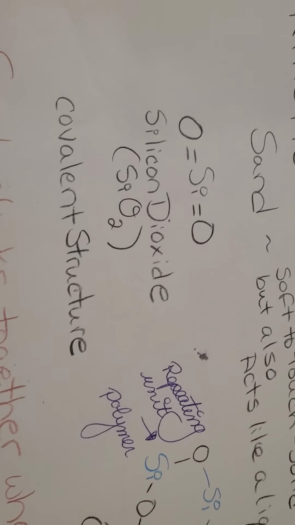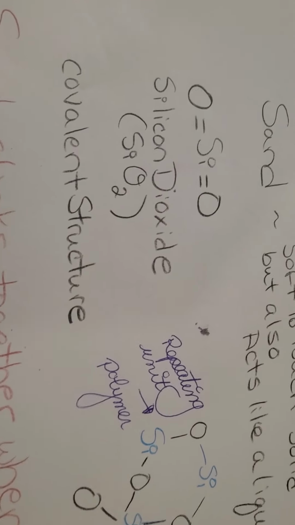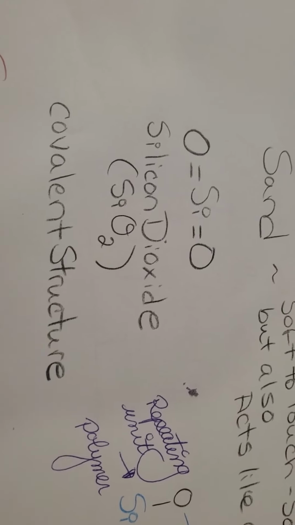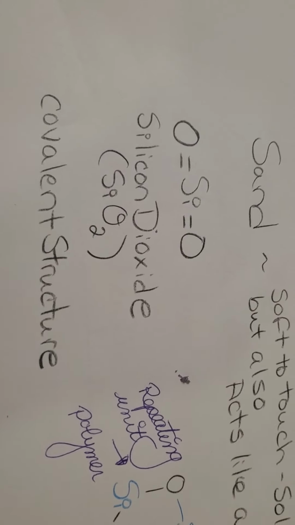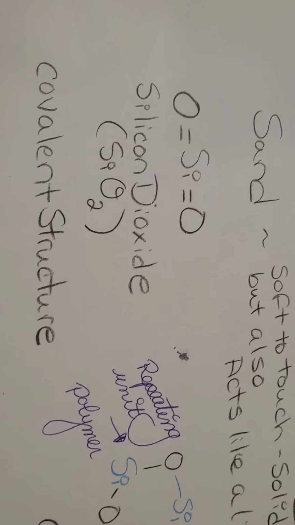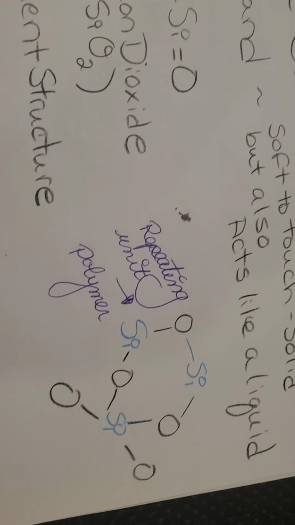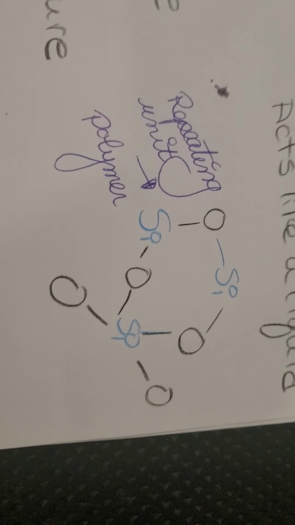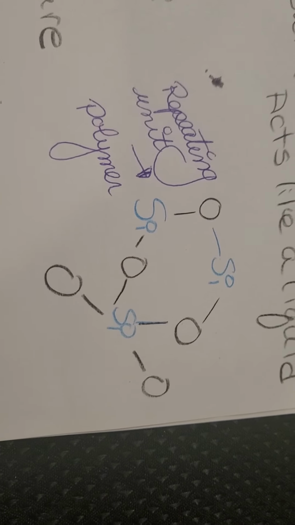This is what sand is, silicon dioxide. This is a covalent structure, and you see the oxygens are sharing with the silicon atom. And this is the polymer. It's a repeating unit and it just keeps going on. It's silicon and oxygen bonded together.